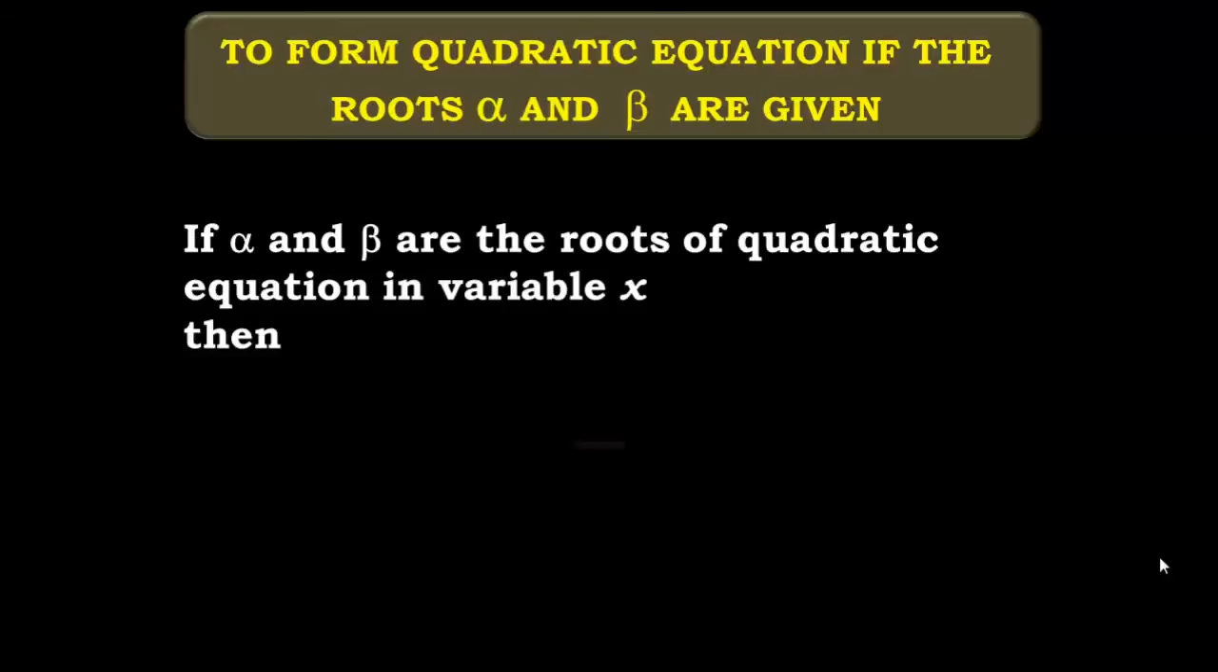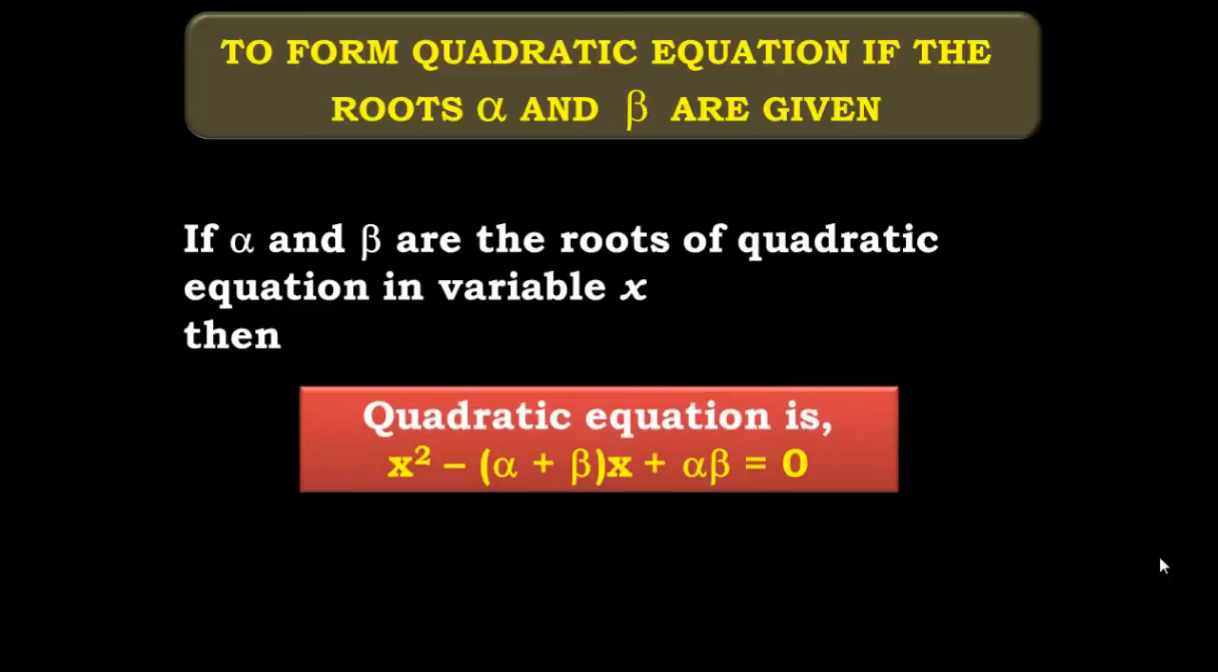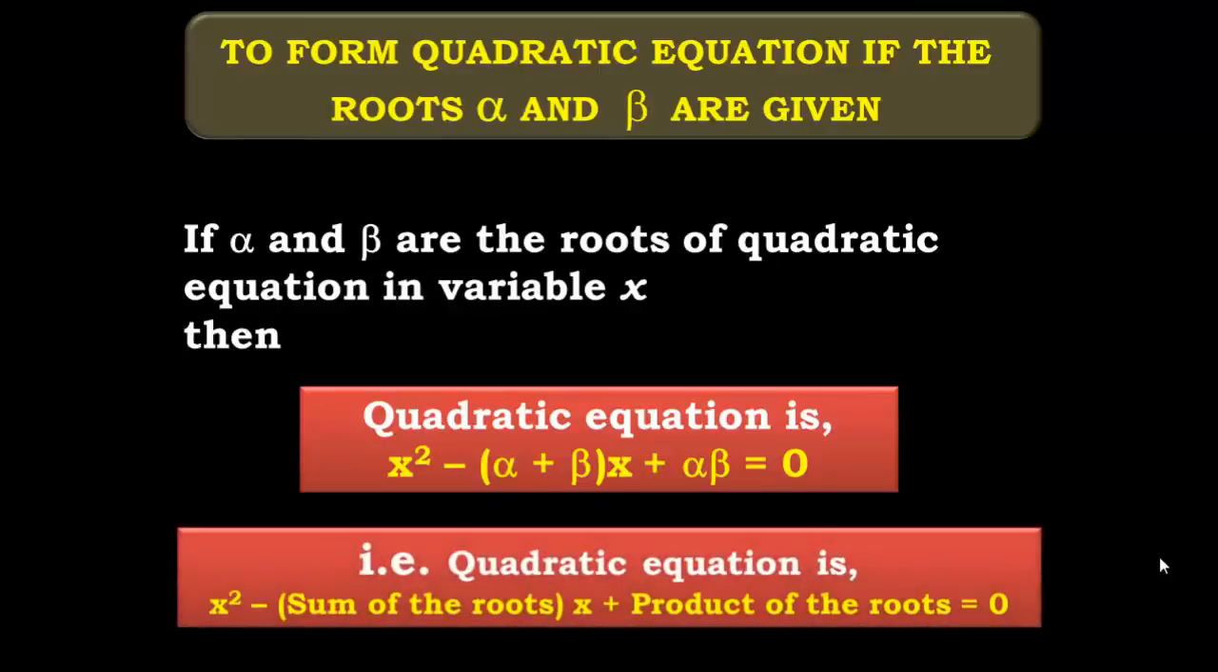we can say the quadratic equation is x square minus (alpha plus beta) into x plus alpha into beta is equal to 0. See, this is the formula to find the quadratic equation. In short, you can remember student, the quadratic equation is x square minus sum of the roots into x plus product of the roots equals to 0. So to find the quadratic equation with the help of roots, first find the value of alpha plus beta and then find the value of alpha into beta.